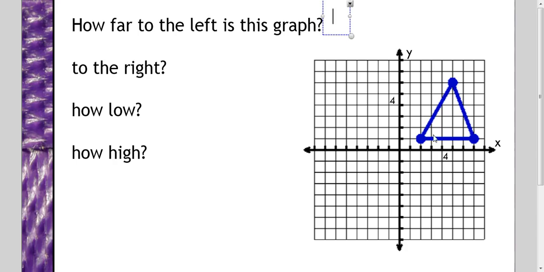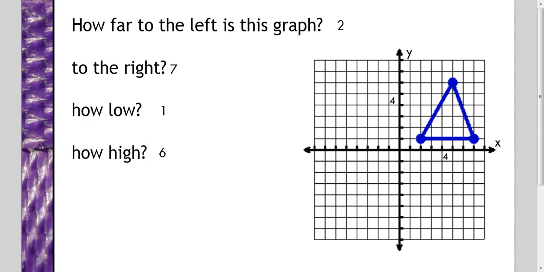So to the left, it goes over here to 2. Okay, how far to the right does it go? So 1, 2, 3, 4, 5, 6, 7. So it goes over to 7. How low does it go? The lowest part of this graph is right there. It's going to be a 1. And the highest part is a 6.